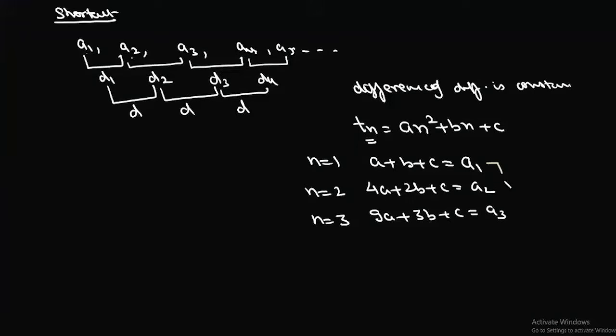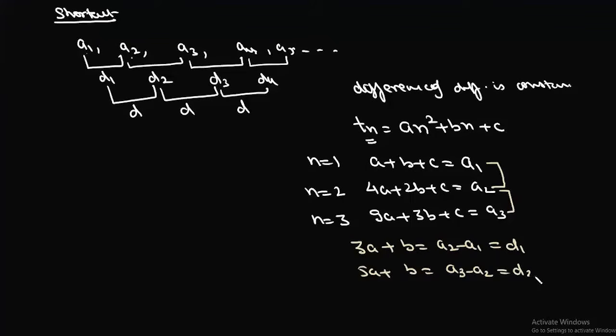Now we'll subtract the first from the second. We'll get 3a plus b equals a2 minus a1, and a2 minus a1 is nothing but d1. In the same way, we can subtract the second from the third. We get 5a plus b, which will be equal to a3 minus a2, which is d2. Now we have equations in a and b. In order to find a, we'll subtract the first equation from the second. So from here we can write 2a equals d2 minus d1, and d2 minus d1 is nothing but d.